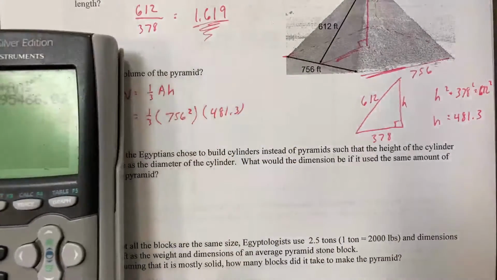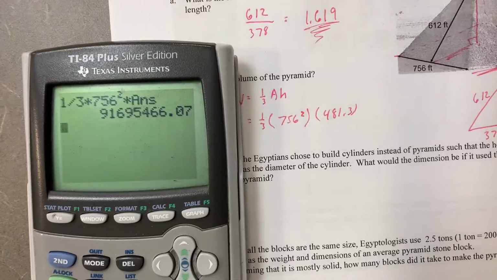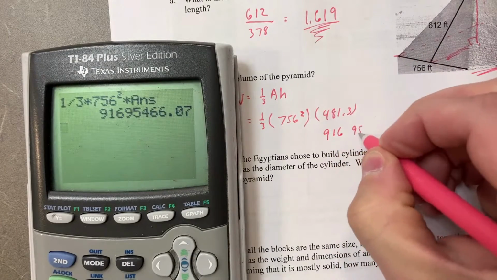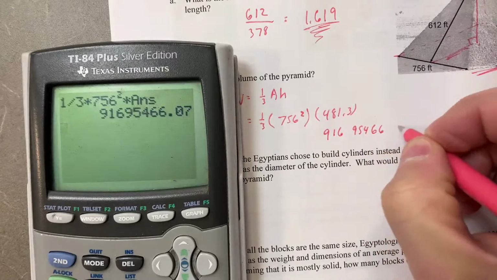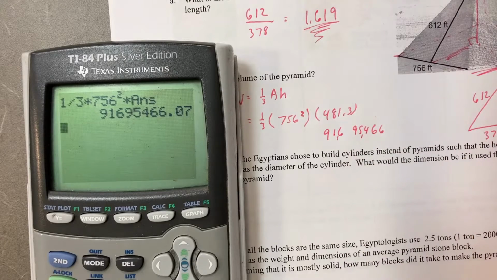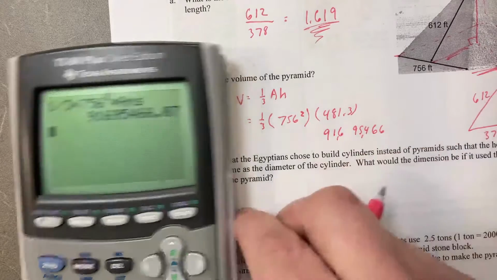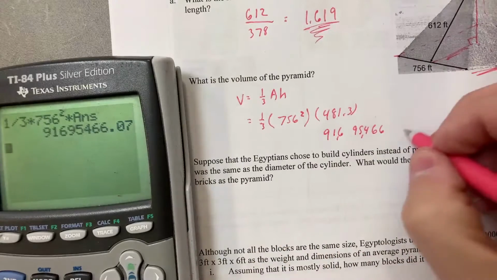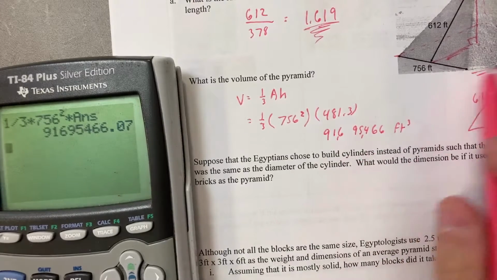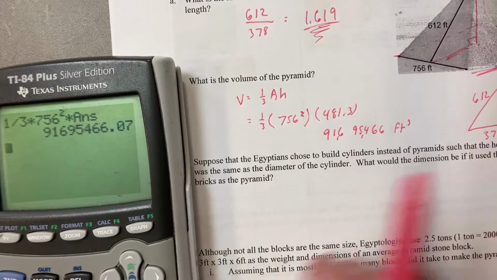times the answer, and that'll give us the best possible solution to this. So pretty large. That's a big number. 916,954,466. So about 91 million cubic feet. Think about that. That's how many little cubes, foot by foot by foot, make up the Great Pyramid, which is pretty crazy.